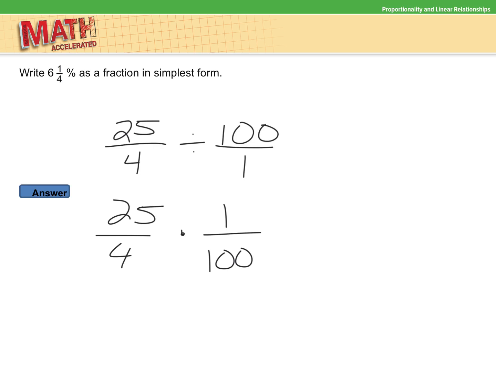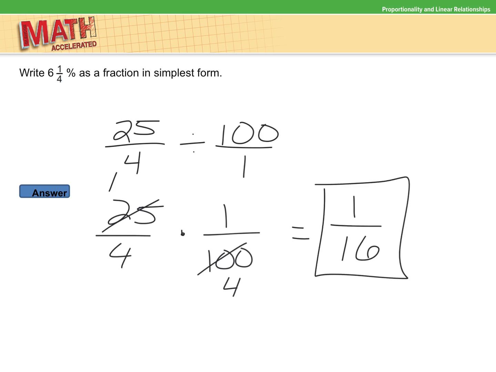And then you gotta simplify. Yep, what can simplify? 25 over 100. How many times is 25 going into 100? 4. So what is our final answer? 1 over 16. How we feeling? Good? Good refresher over complex fractions?